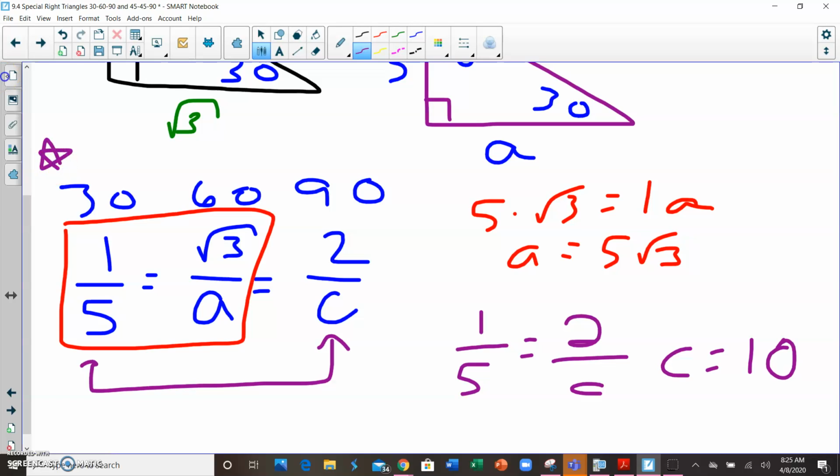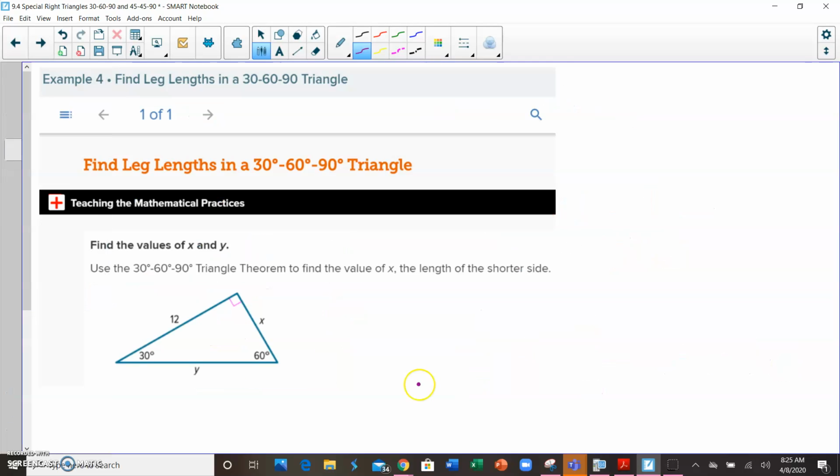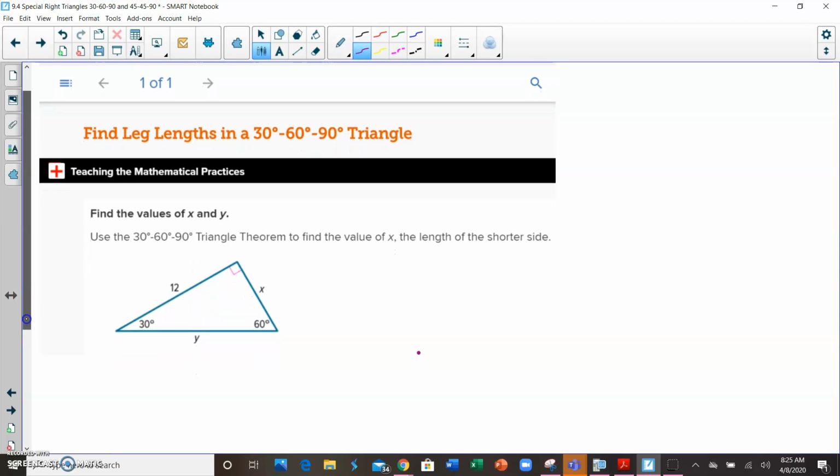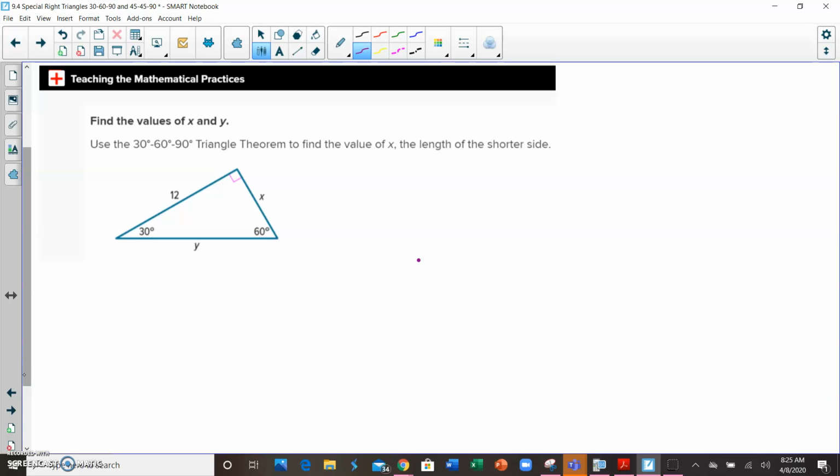So let's look at the next example in the book and your notes if you want to go online to them. So the first one, of course, is a little bit turned. So this is example 4, so it's a little bit more difficult. So I'm going to draw my triangle. I don't even need to draw my triangle. I'm just going to use my proportion.